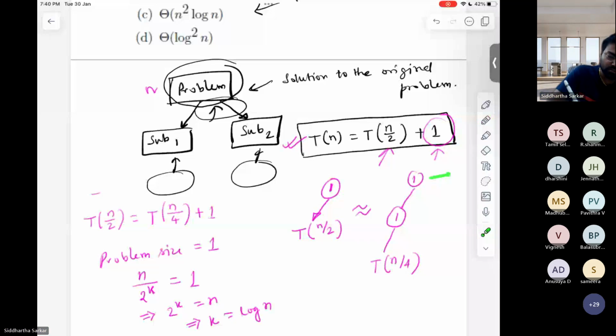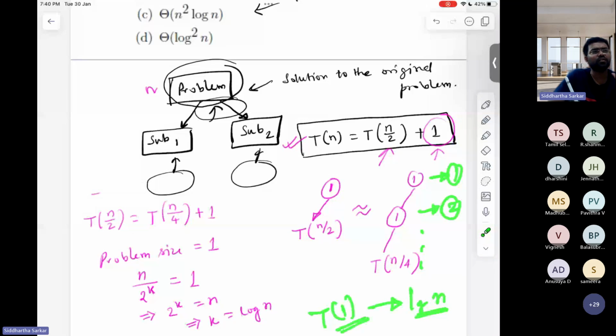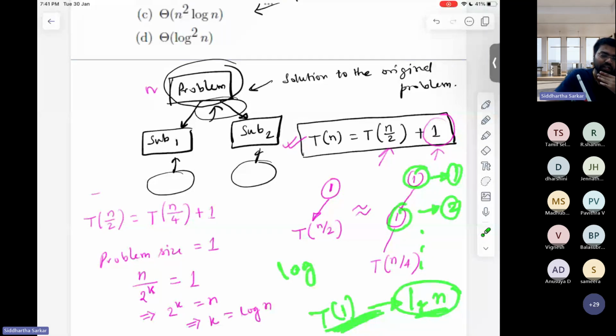So this is first level, second level. So this way there is a log nth level. At that point, we have size 1 problems, which are thought to be trivial problems taking just constant time. So the runtime you're incurring at each level is 1. So you have log n levels. So the overall time you will require is log n plus some constant, which is order log n.